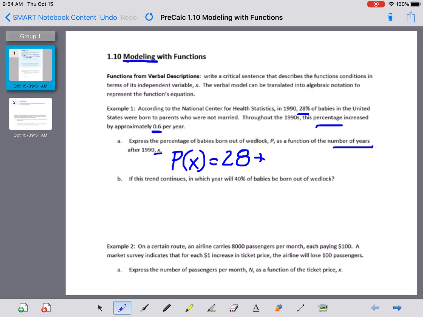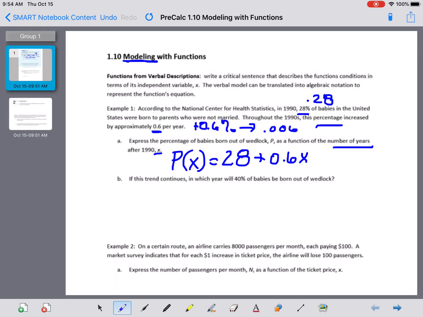So again, as a decimal, if I said an increase of 0.6%, you have to think about that. That would have been like 0.006, right? But because we wrote the 28 as a whole number and not as 0.28, we also can write that 0.6 just as it is. So I'm going to just do 0.6 for every year. Okay, there's my function. So that's all they're asking me to do right now, just to write the function.